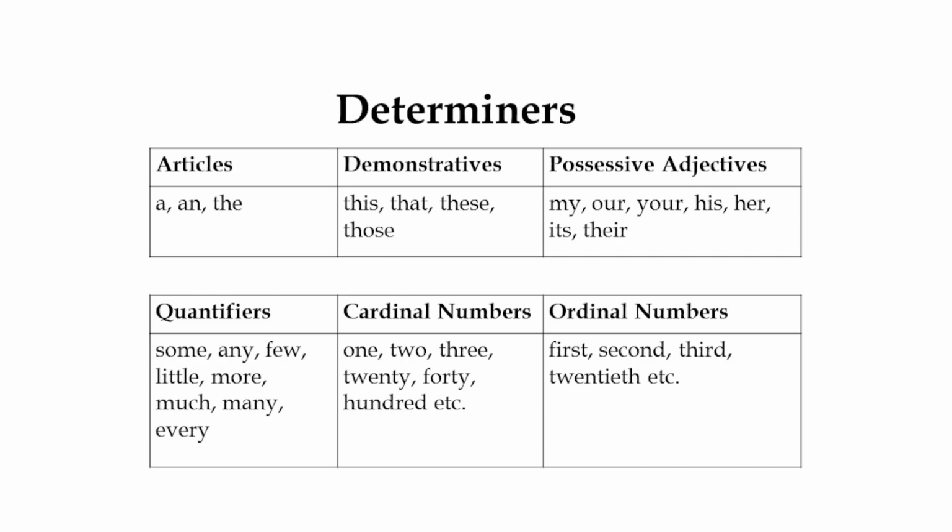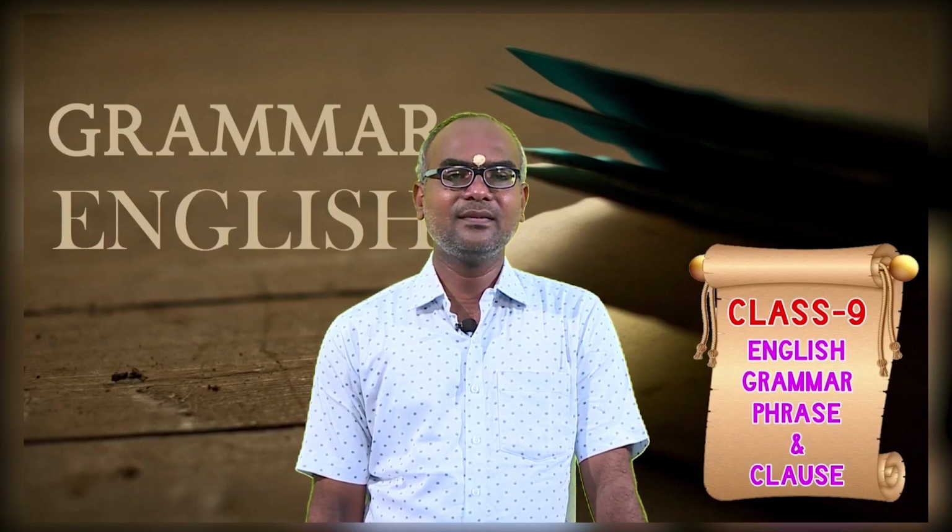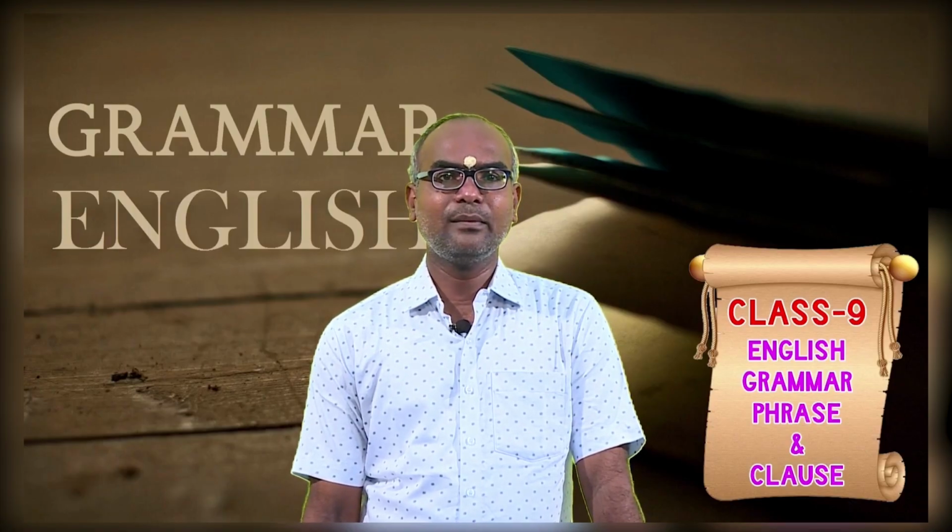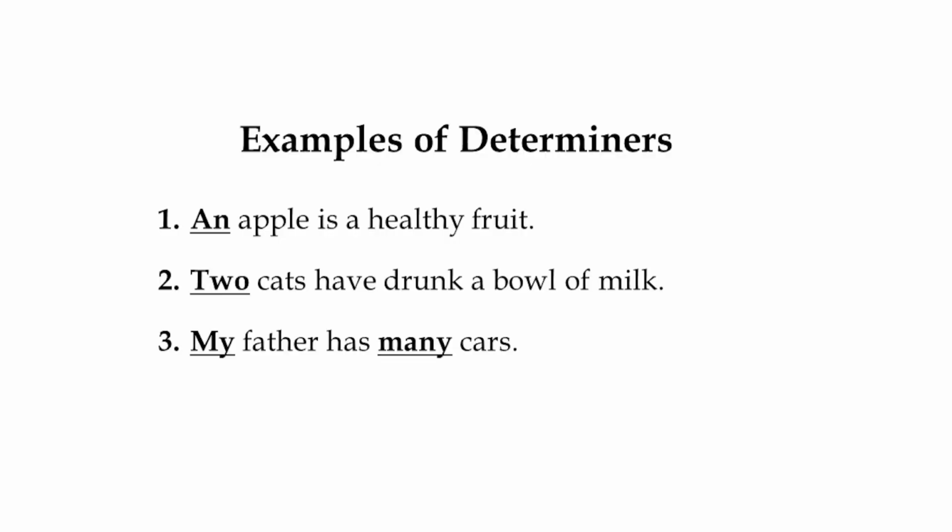Quantifiers: some, any, few, little, more, much, many, every. Cardinal numbers: 1, 2, 3, 20, 40, 100, etc. Ordinal numbers: first, second, third, 20th, etc. All these are examples of determiners: articles, demonstratives, possessive adjectives, quantifiers, numbers. And I have given a few examples here.